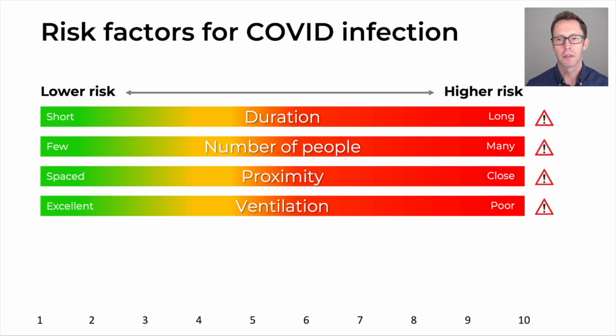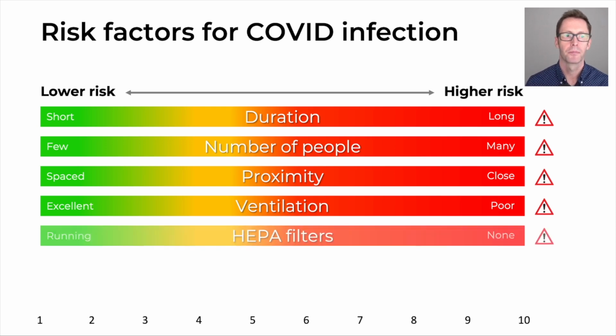If you have excellent ventilation, then the risk of long range COVID transmission is going to be much lower. And if you have really poor ventilation, then that risk is much higher. We've talked about HEPA filters as another way of removing virus particles from the air. If you have appropriately spec'd HEPA filters that are turned on and running, then the risk is going to be much lower than if you have no HEPA filters.